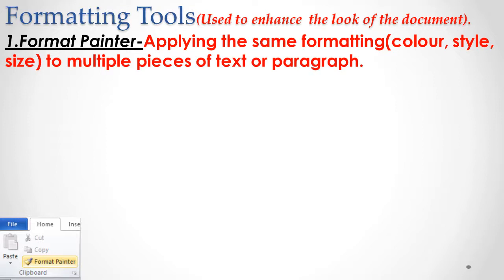The meaning of format painter is, for example, in MS Word you have typed 2 paragraphs, first paragraph and a second paragraph. In the first paragraph you have already given some style, color, everything you have changed. But you want to change the second paragraph the same as it is. Instead of selecting and changing everything, you can use one shortcut tool. That shortcut tool is known as format painter. How to change that, I'll explain step by step.